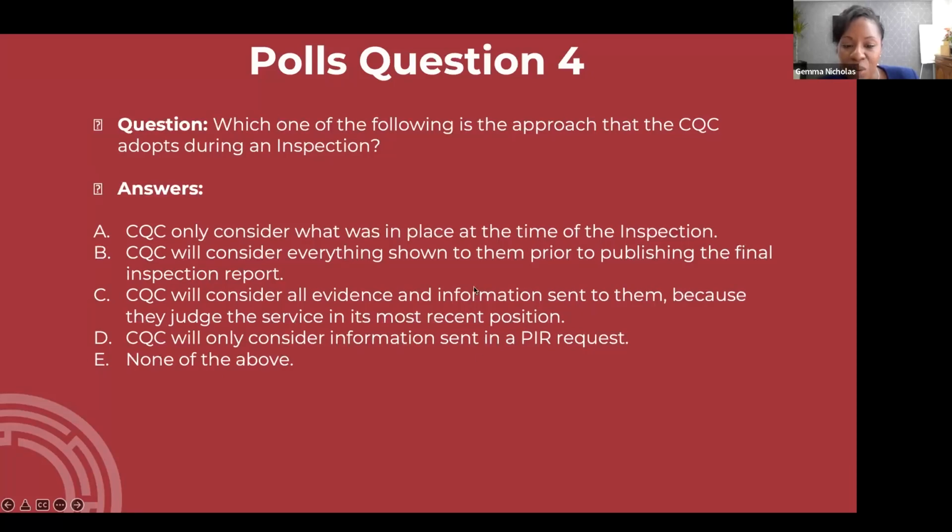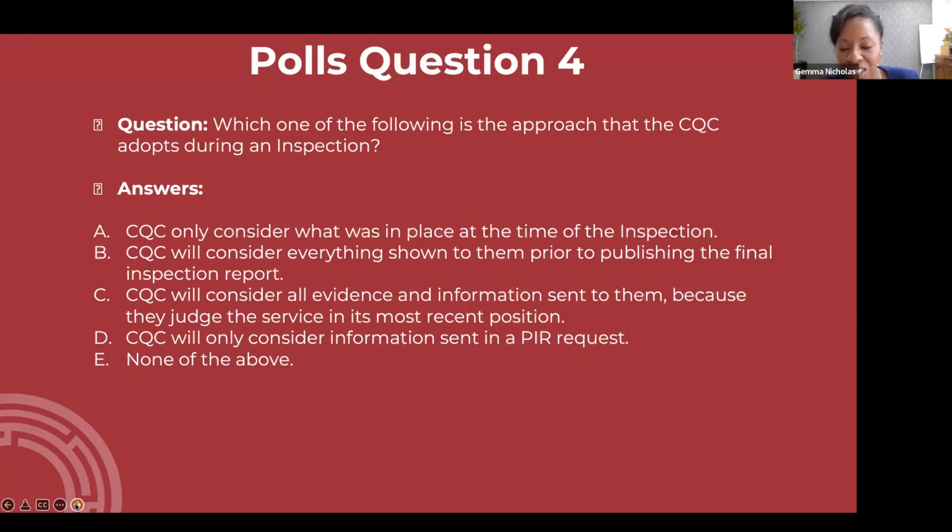Also, whether CQC will consider all evidence and information sent to them, because they judge the service in its most recent position. This is slightly the same as the other two, but what it reflects on is that the CQC aim in the future to be able to have an up-to-date picture of the service, but they're not currently in that position. And then the last one there, about CQC only considering information sent in the PIR.